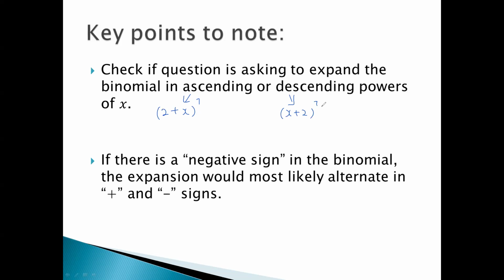Okay? Now, if there's a negative sign in the binomial, the expansion would most likely alternate in plus and minus signs. Okay, so what they're referring to is if maybe this, when you expand it, it will most likely be a positive, then a negative, then a positive, and a negative, and so on and so forth. So you'll be alternating. Okay, so beware of that.